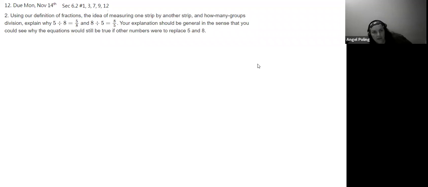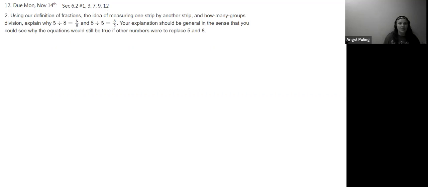All right, let's go ahead and get started on section 6.2, division and fractions and division with remainders. You have numbers 1, 3, 7, 9, and 12 to turn in, and we'll take a look at some of the other problems. Similar, but not the same.